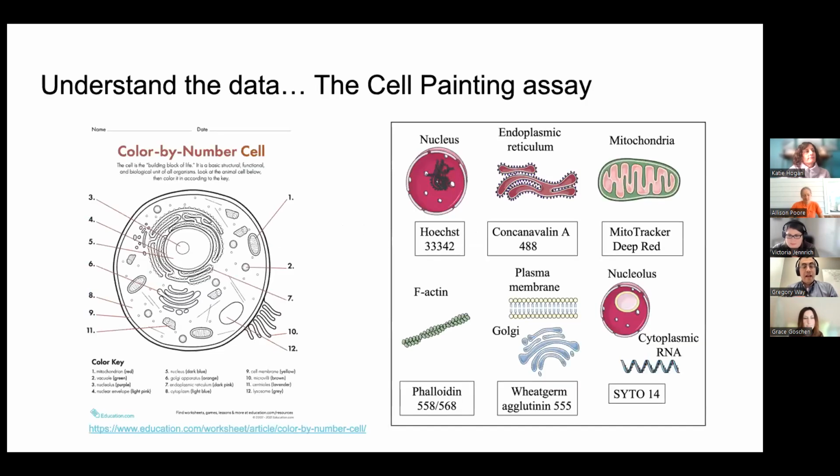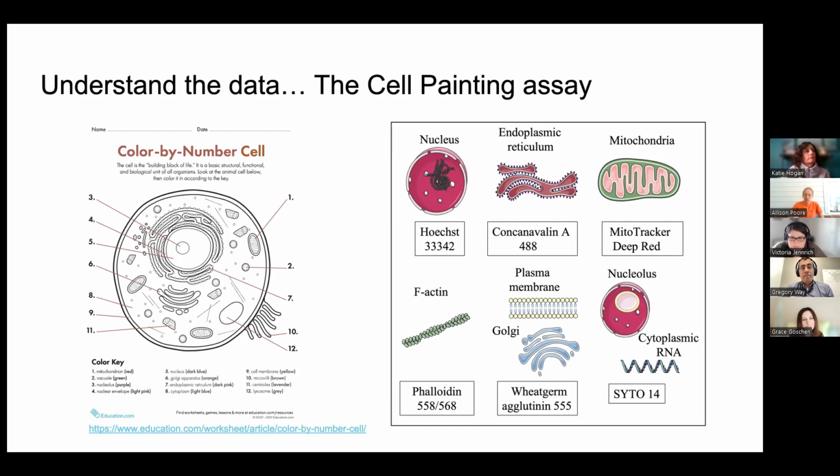Okay, so there's a lot of different types of assays and data that we can collect, but I think it's worth focusing on just one, which is what our lab primarily has expertise analyzing. This assay is called cell painting. You can kind of think of cell painting as color by number, but for cells.